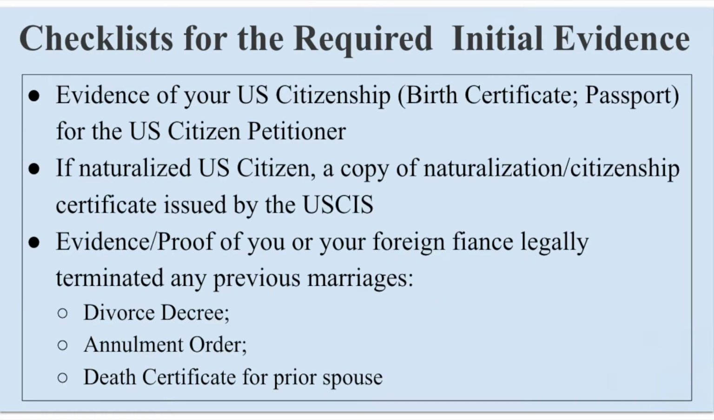Checklist for the required initial evidence. Evidence of your U.S. citizenship, such as birth certificate or passport, for the U.S. citizen petitioner. If a naturalized U.S. citizen, a copy of the naturalization or citizenship certificate issued by the USCIS. Evidence or proof that you or your foreign fiancé legally terminated any previous marriages, such as a divorce decree, annulment order, or death certificate for a prior spouse, whichever is applicable.